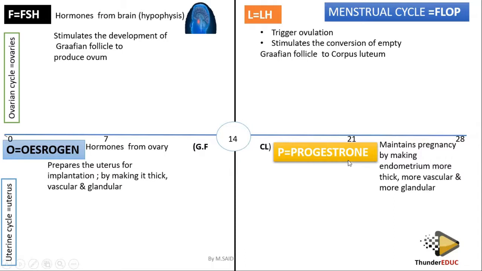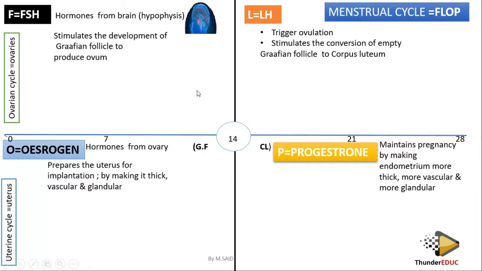You have progesterone. Progesterone is very important in maintaining the pregnancy. How does it maintain pregnancy? By making the endometrium walls thicker, more vesicular, and more glandular. You want to see the word more. It is already thick, but it makes it thicker. It's already vesicular, but more vesicular. It's already granular, and it makes it more granular. So it's like maintaining the beauty of the endometrium.